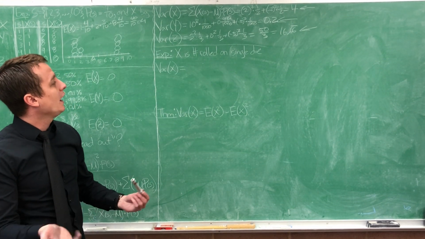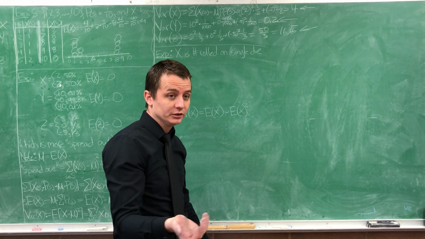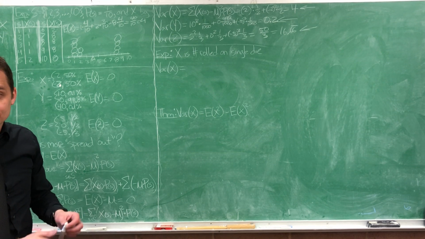Okay, so now we're going to talk about rolling a single die and calculate the variance for that. So single die rule, we're going to roll a single die, calculate its variance. Okay.